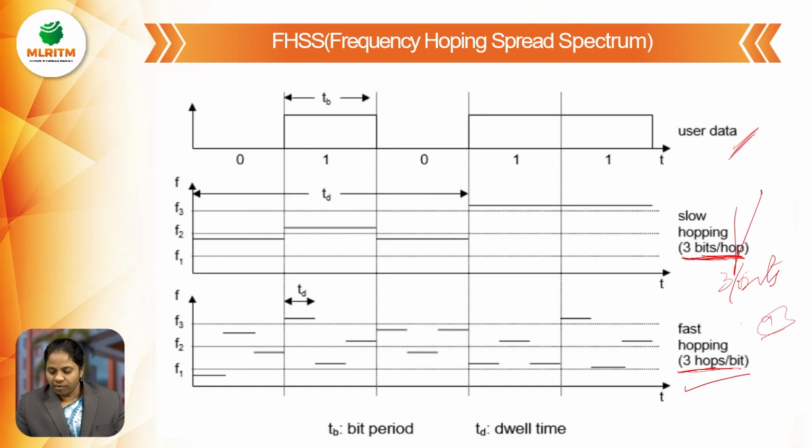In fast hopping, there is a speed up in the process, because in slow hopping we can transmit only 3 bits per hop, whereas in fast hopping 3 hops per bit can be transmitted.